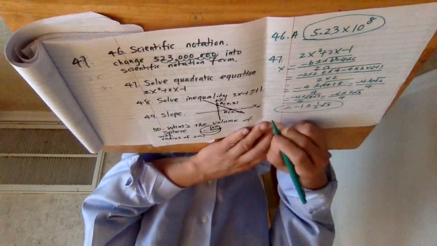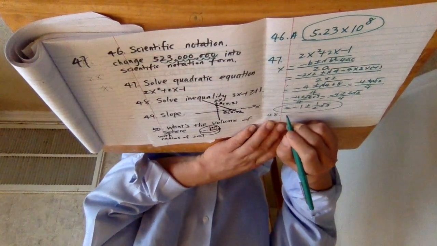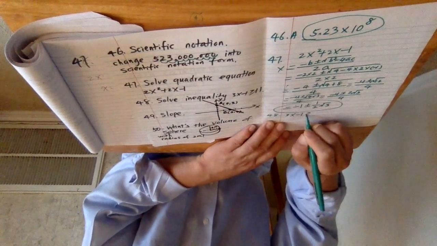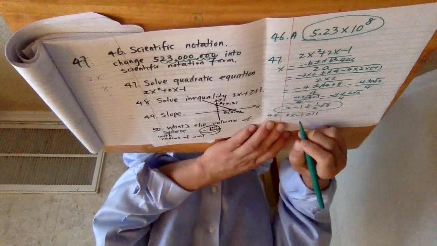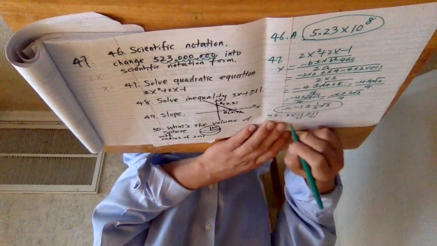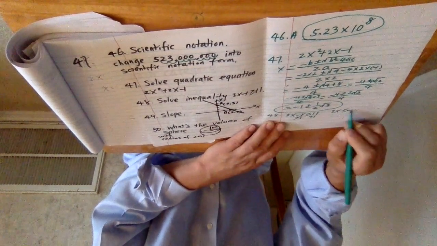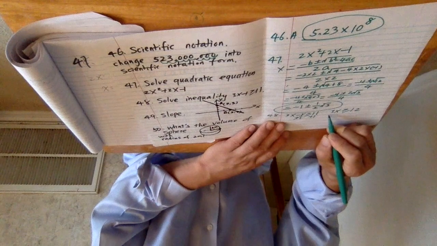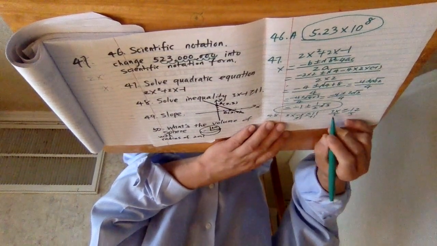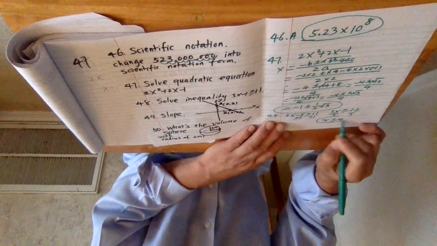Number 48. Solving inequalities. 3x minus 1 is bigger than 11. We use the inverse operation. First, you get rid of the number, so we add 1 on both sides. The 1 and 1 cancel out. So 3x is bigger than 12. The inverse operation of multiplying by 3 is dividing by 3 on both sides. So the 3 and 3 cancel out. x is bigger than or equal to 4.